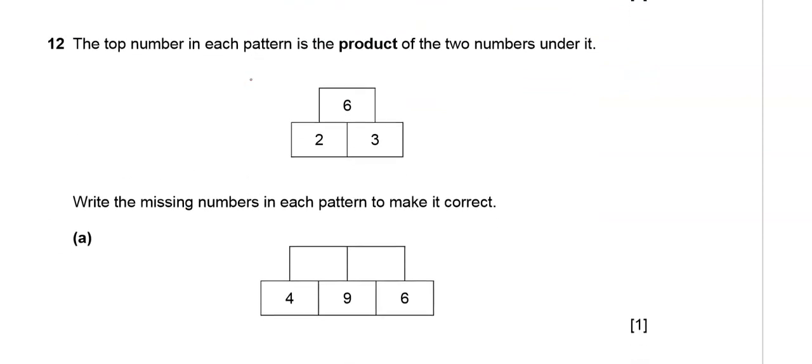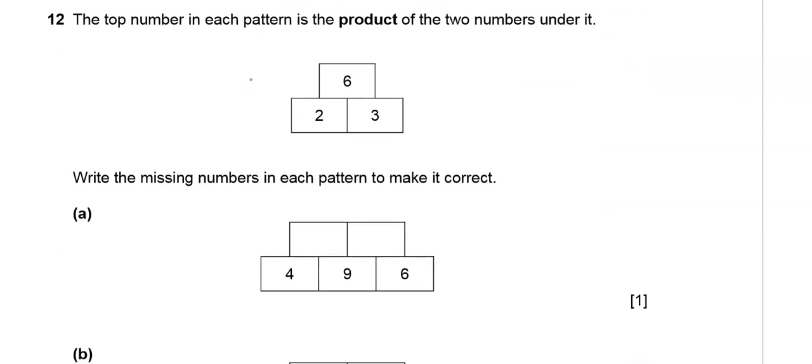Question number 12. The top number in each pattern is the product of the two numbers under it. For example, 6 is a product of 3 and 2, 2 times 3 gives us 6. Write the missing number in each pattern to make it correct.